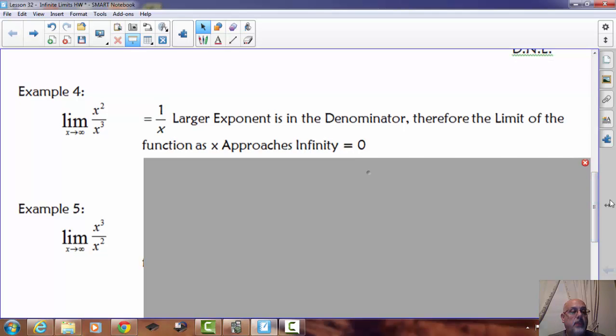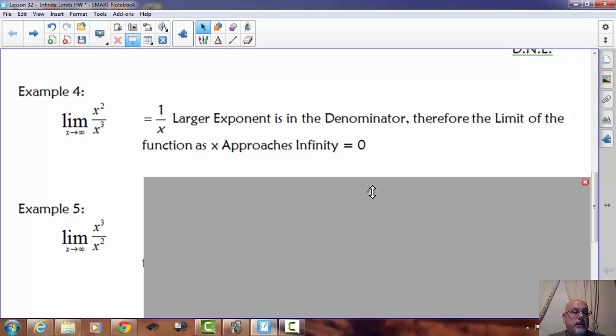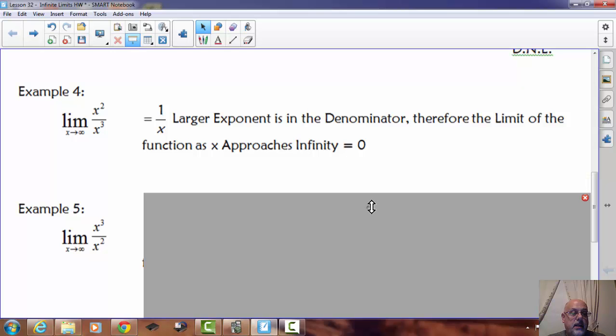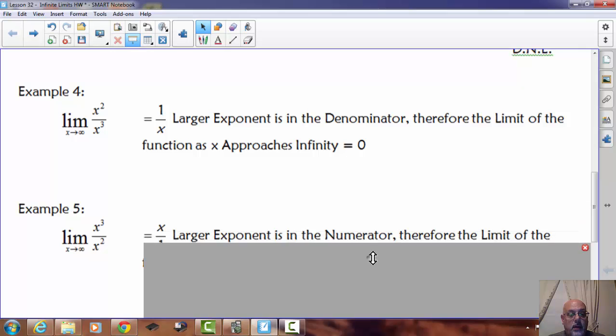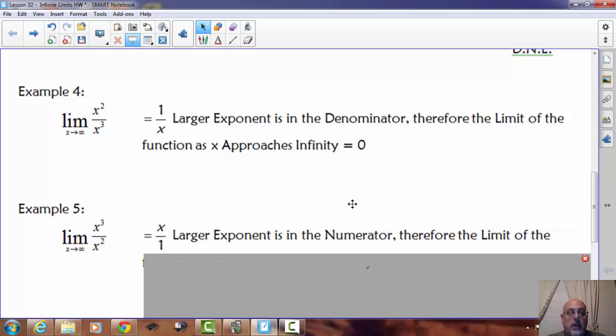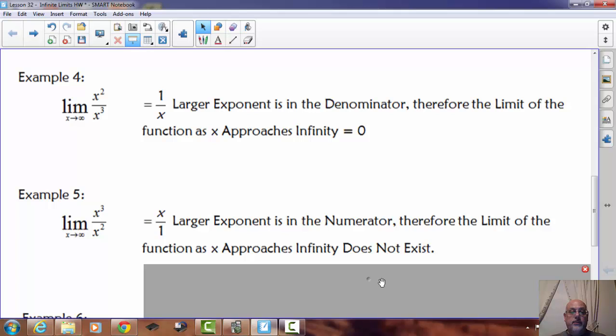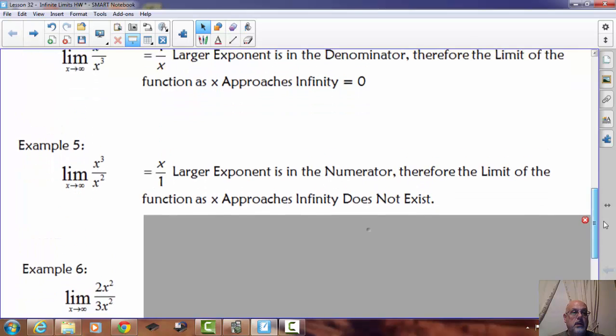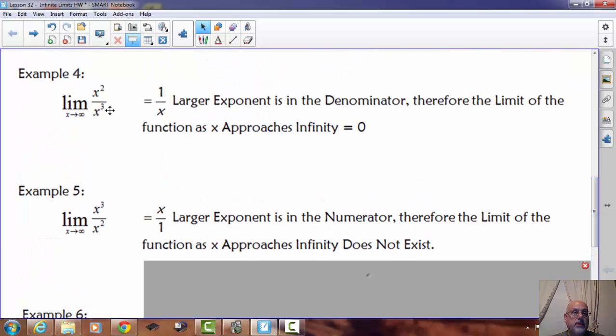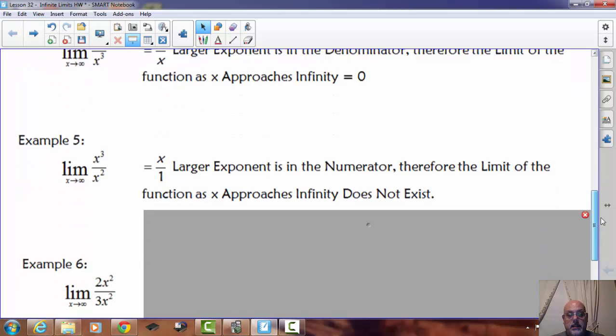Example 5 is the other way around. The limit as x approaches infinity of the function f of x equals x cubed over x squared. The larger exponent is in the numerator, so we could say this function is top heavy, because the exponent of 3 is greater than the exponent of 2. So the limit as x approaches infinity does not exist. Again, when the larger exponent is in the denominator, the limit will be 0. When the larger exponent is in the numerator, the limit will not exist.